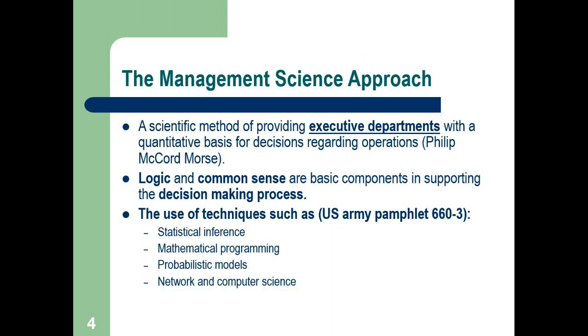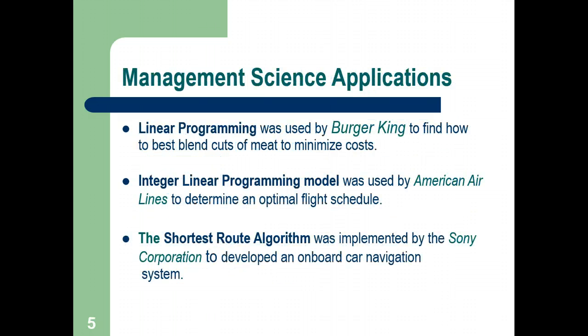What's the best way to move things from here to there, the most efficient, when resources were sparse, all those kinds of things. So we use techniques, and you'll see we're going to use these techniques like statistical inference, mathematical programming, which is the first thing we're going to start doing, probabilistic models, and networks and computer sciences. So here are some examples. And some of them, like I said, are old, but they make a lot of sense.